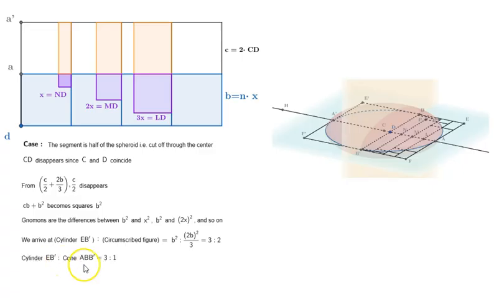Cylinder EB prime is to cone ABB prime is equal to 3:1, cylinder to cone. So which means cylinder EB prime is to circumscribed figure is to cone ABB prime. If we take it equally, we end up with segment ABB prime is to cone ABB prime is equal to 2:1, which is what this part of the proposition is talking about.